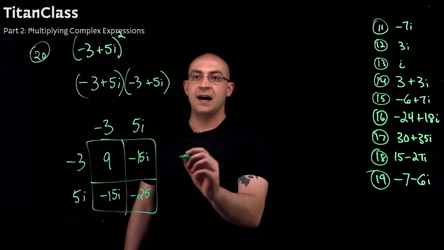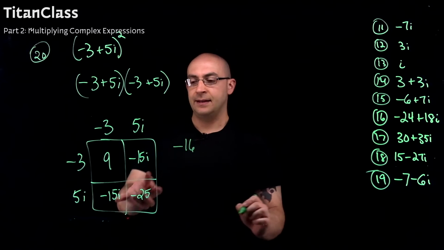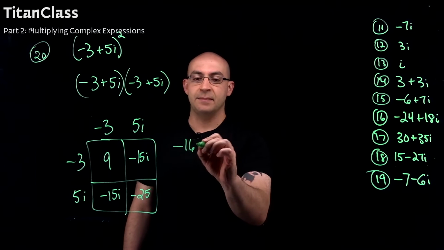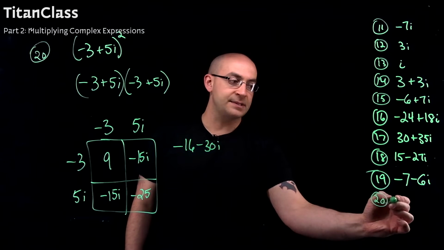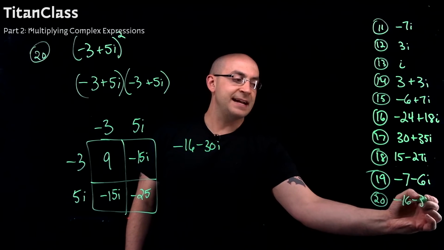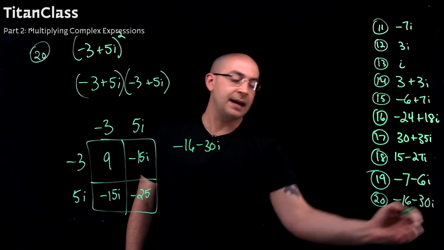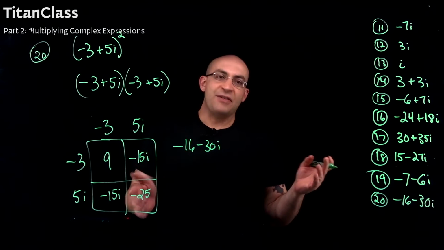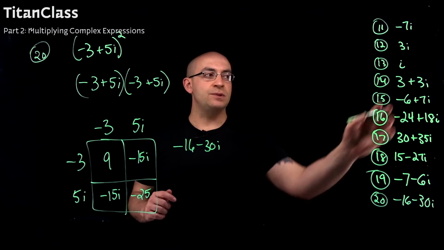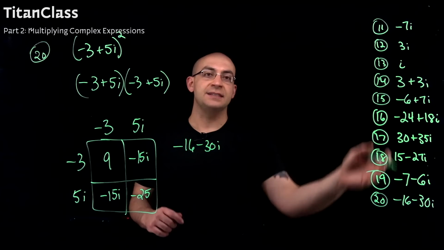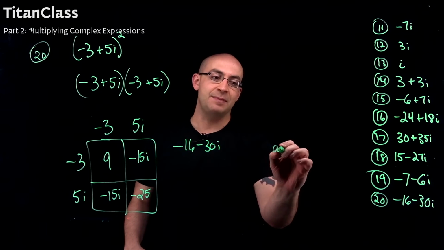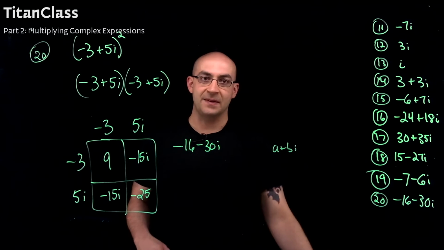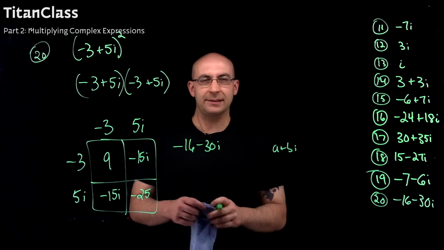9 minus 25 is negative 16. And my 2 negative 15i's combine to be a negative 30i. Final answer for number 20, which rounds out the multiplication part, is negative 16 minus 30i. And again, it wouldn't be mathematically incorrect if you switched the i and the constant value, but that's not the format, right? We need a plus bi. This is proper, and this is mathematically and properly correct too.